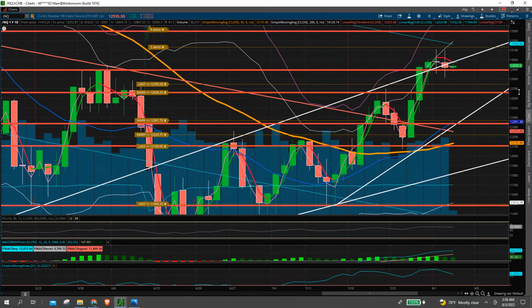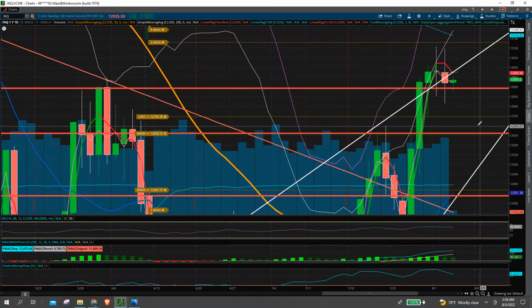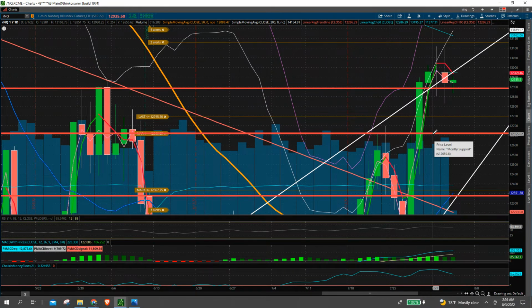And I'm going to be using this sideways action to essentially rebuild a swing trade position and to potentially even add to my long term holdings, or a slightly longer swing trade position.